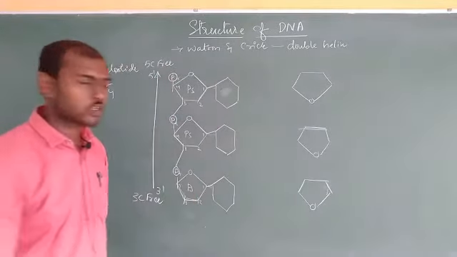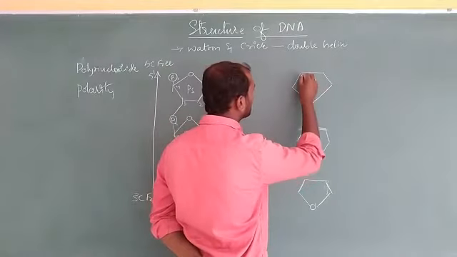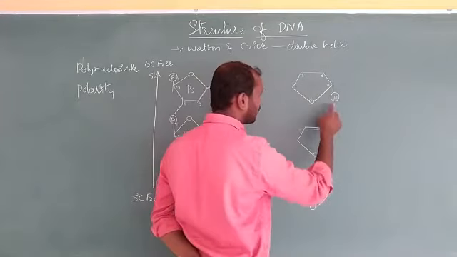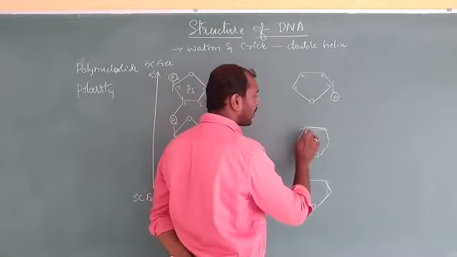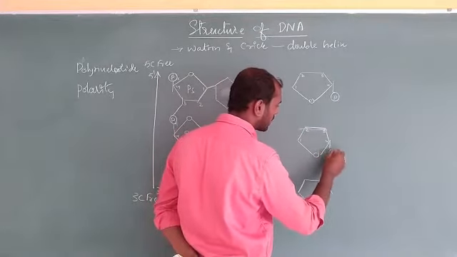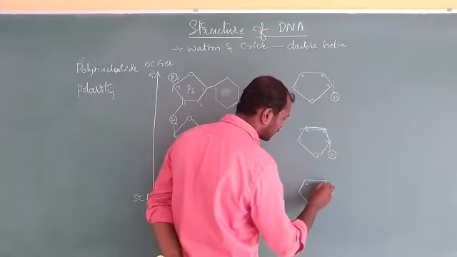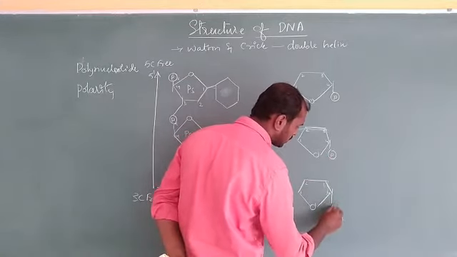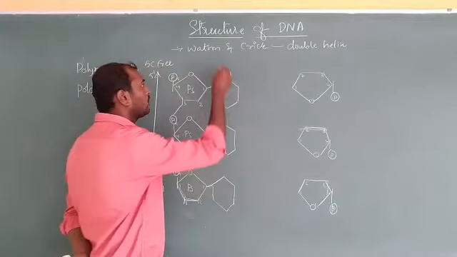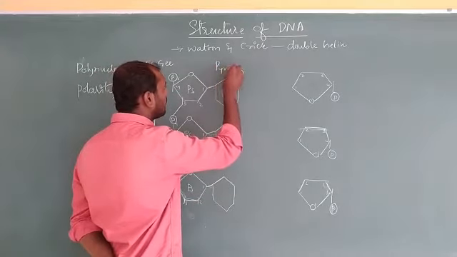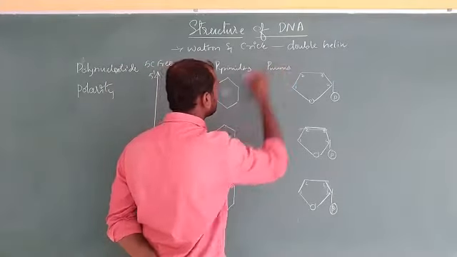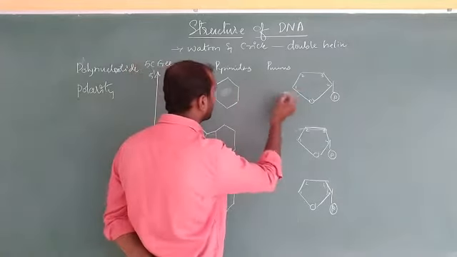So here we have first carbon, second carbon, third carbon, fourth carbon. The fifth carbon is forming a bond with a phosphate. Here also first, second, third, fourth, and fifth again has phosphate. Here also first, second, third, fourth, and this one is the fifth with phosphate. Here we have all pyrimidines. Now we need purines, so that's why I am going to draw like this.